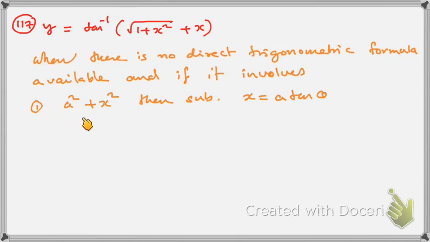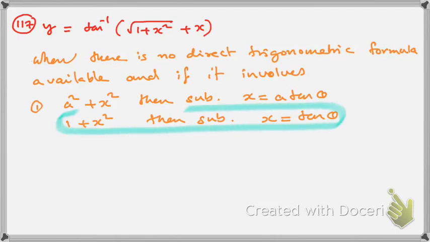So I need to write that special case, which means a is 1. So if a is 1, x is equal to 1 tan theta. So I'm going to write that separately. So if I have 1 plus x square, then substitute x is equal to tan theta. So that's the basic result. If there is no direct trigonometric formula available, and if it involves 1 plus x square, substitute x is equal to tan theta.